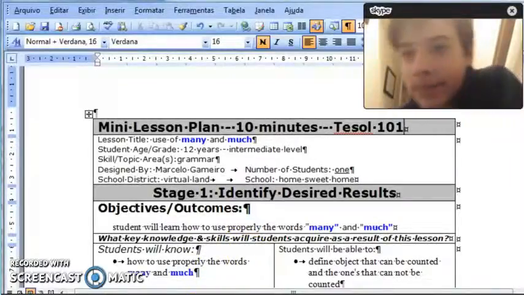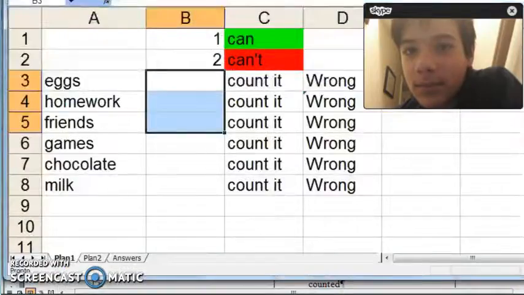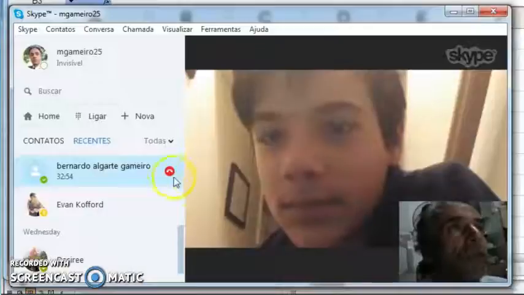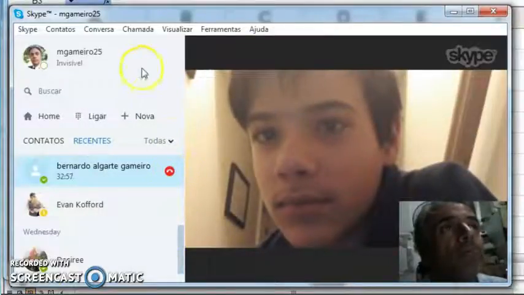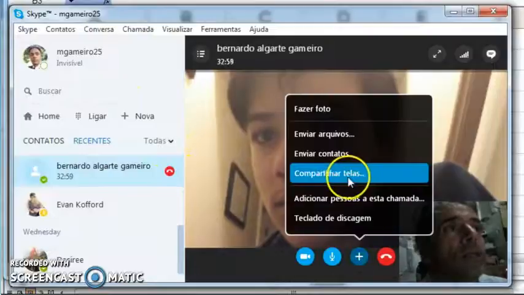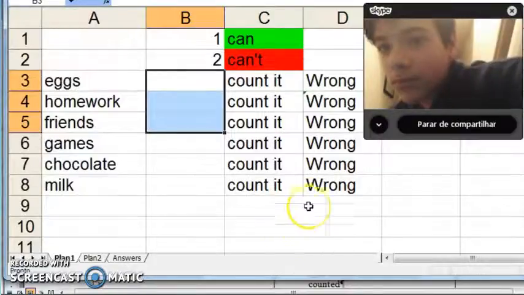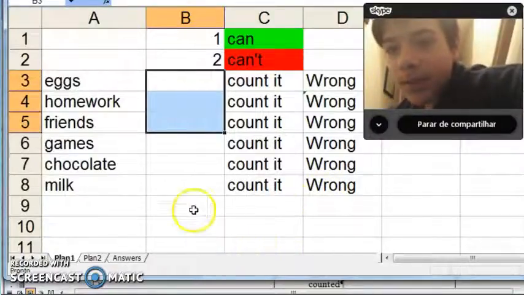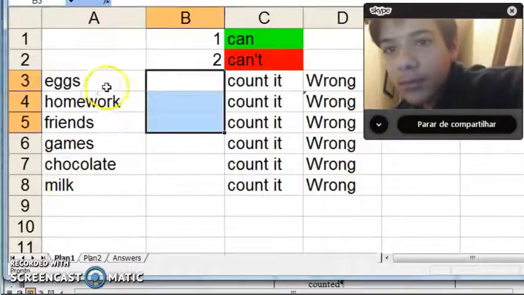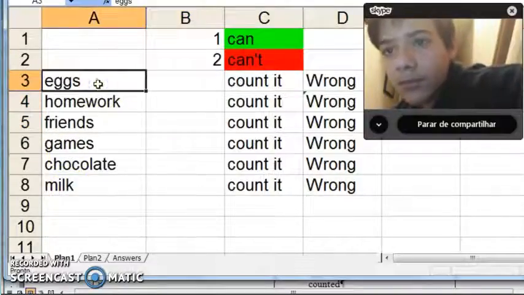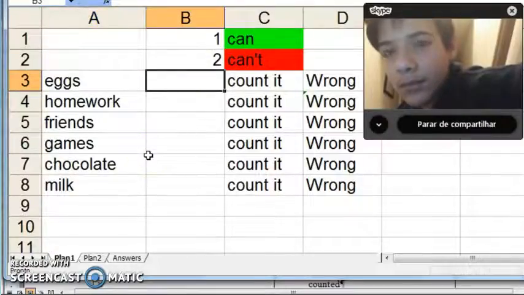Okay. So let's do some exercises to learn things that can be counted and things that cannot be counted. So let me share my screen with him so then he can see my screen. Can you see my screen, Bernardo? Yes. Okay. So we have a few things in here. We're going to see if they can be counted or cannot be counted. So you're going to use number 1 for the things that can be counted and number 2 for the things that cannot be counted. Okay. So let's say, what about eggs?